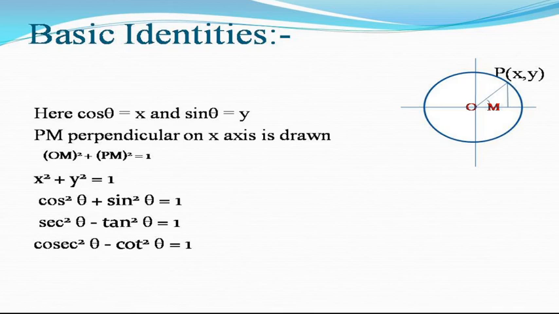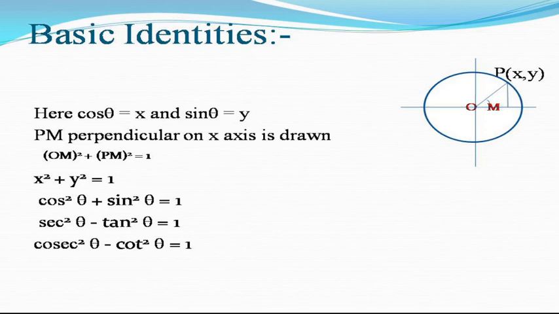Now in case of a unit circle, if we consider any point P(x, y) on the circumference of the circle and PM perpendicular on the x-axis, we can say that OM is nothing but x and PM is nothing but y. And since OPM is a right angle triangle, therefore we can write OM square plus PM square is equal to OP square. OP is nothing but 1. So OM square plus PM square is equal to 1. Therefore, we can write x square plus y square is equal to 1. In place of x, we can write here cos square theta. In place of y, we can write sin square theta. So cos square theta plus sin square theta comes out as 1. So this is the basic identity of this trigonometry chapter.